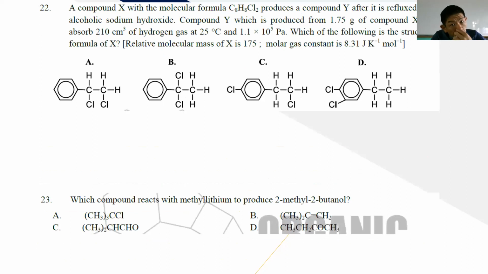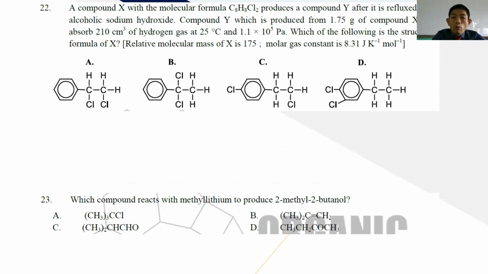22. Compound X with the molecular formula CnH8Cl produces a compound Y after it is refluxed with alcoholic sodium hydroxide. Compound Y reacts with 1.75 gram of compound X to form and absorb 210 centimeter cube of hydrogen gas at 25 degrees Celsius, 1.1 times 10 power 5 Pascal. Which of the following structures could represent X?